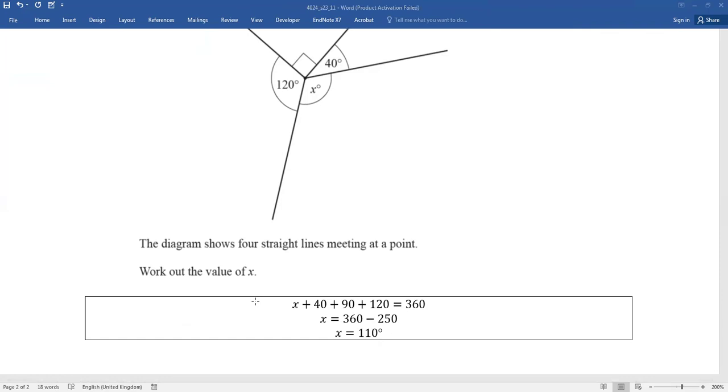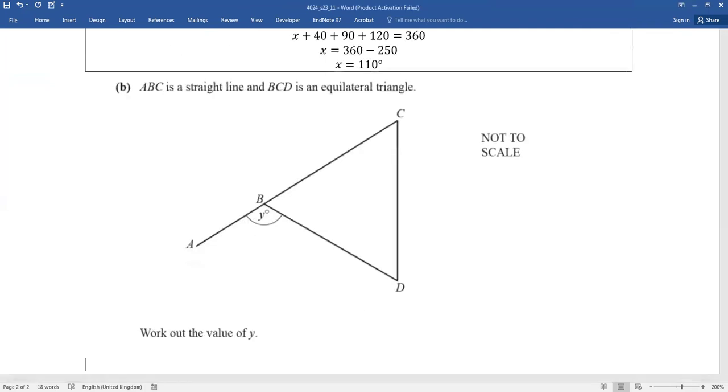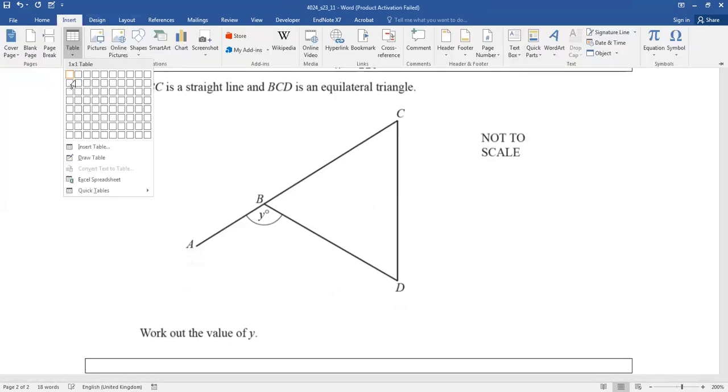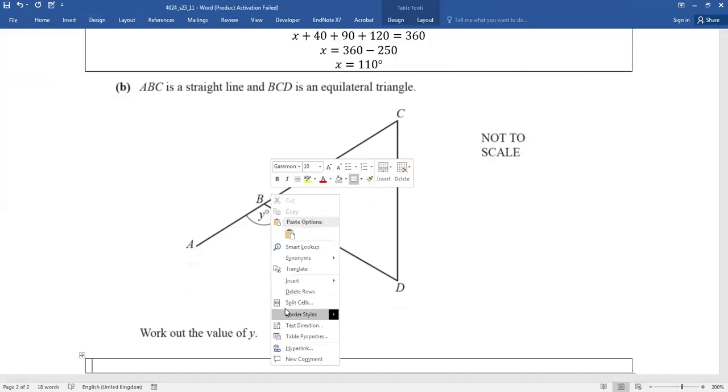Now in this one, work out the value of y. Y is an exterior angle of the triangle. There are many ways to get y.